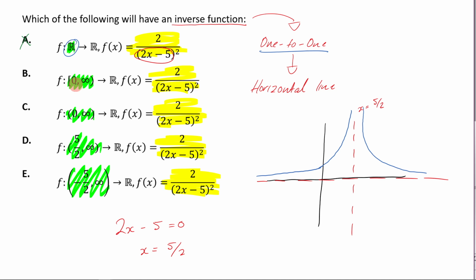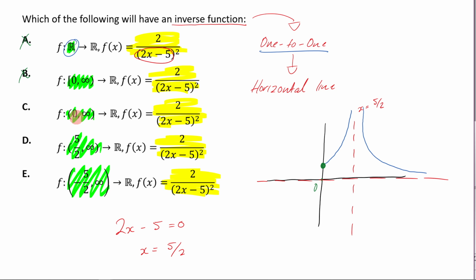What about B? B is saying that we're going to restrict the domain from 0 to infinity. So where is x equal to 0? Well, it's right here. It's at the origin. So that means we're not including that portion of the graph. Instead, we're starting here. Well, does this now pass the horizontal line test? Again, no, because if I was to draw it here, I'm still touching it twice. So that's no good. So that means B is out.